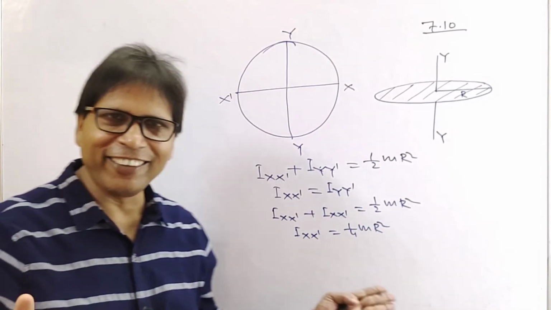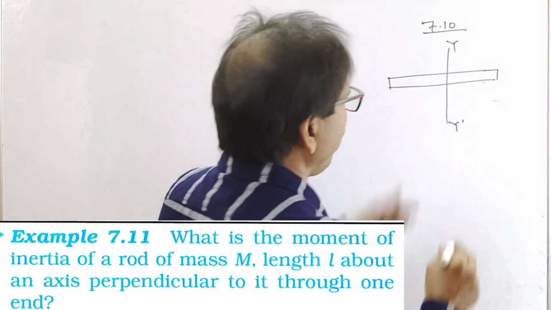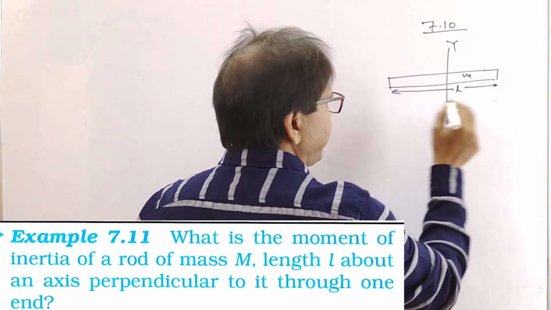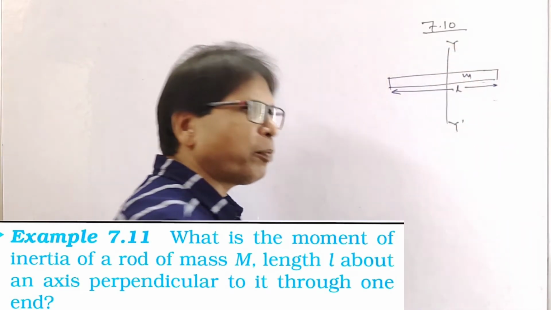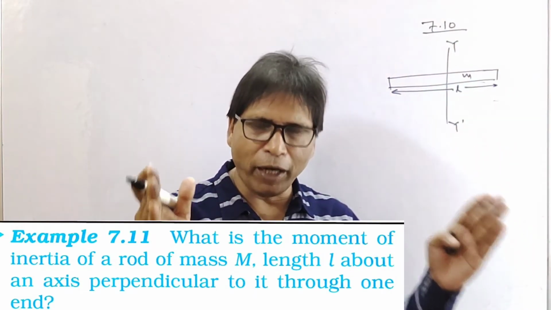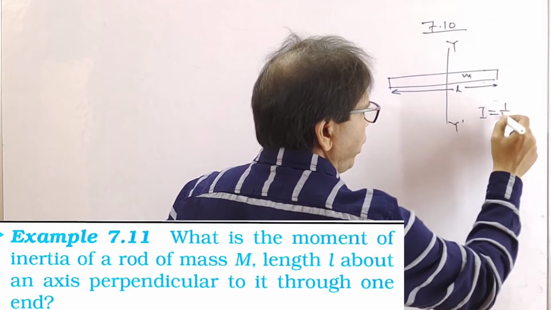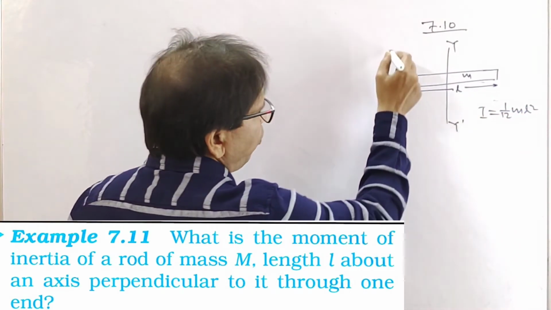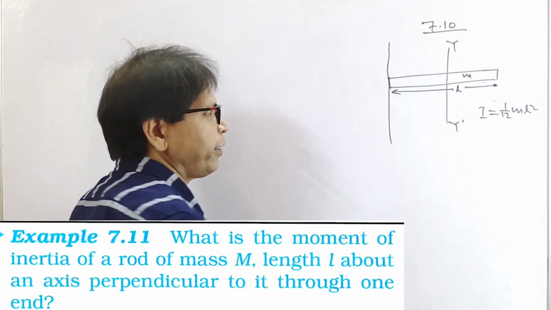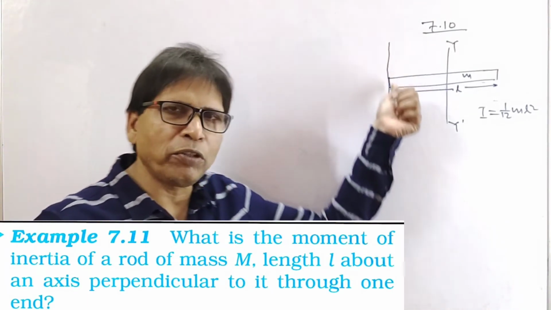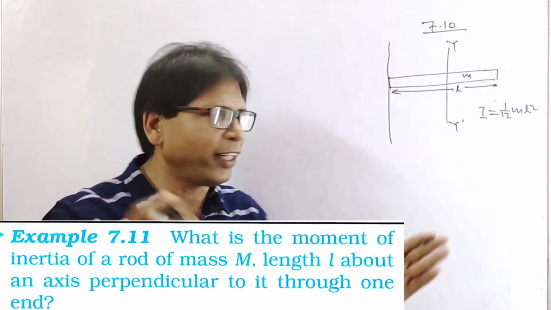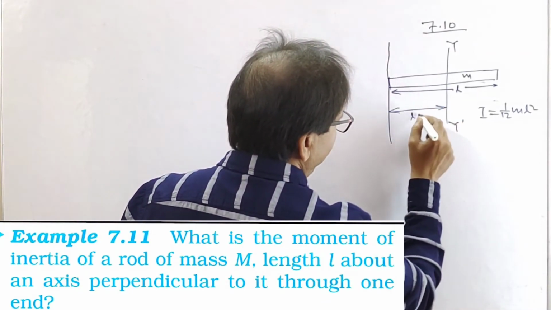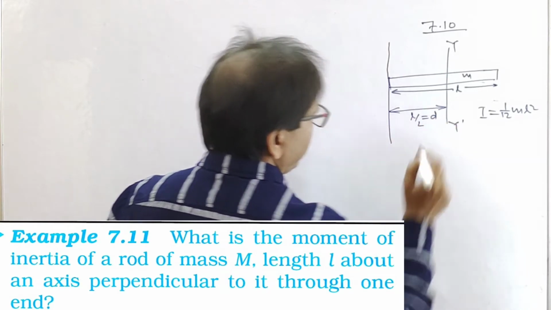Okay, understood? Now next, this is a rod of mass m and length L. The moment of inertia about an axis passing through the center and normal to the length is 1 by 12 ml square. Now we have to calculate the moment of inertia about this axis, that is normal to the length and passing through one end. Now the distance between the two axes is L by 2. So this is the d.